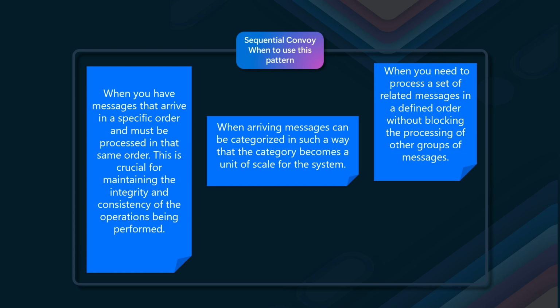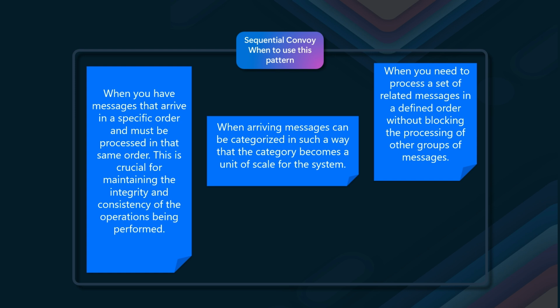Categorized messages: when arriving messages can be categorized in a way that the category becomes a unit of scale of the system. For example, in an order tracking system, messages can be categorized by order ID, ensuring that all the operations related to that specific order are processed sequentially, avoiding blocking.